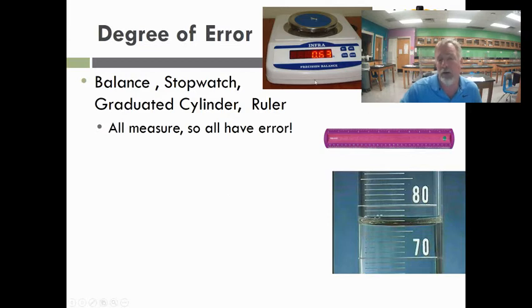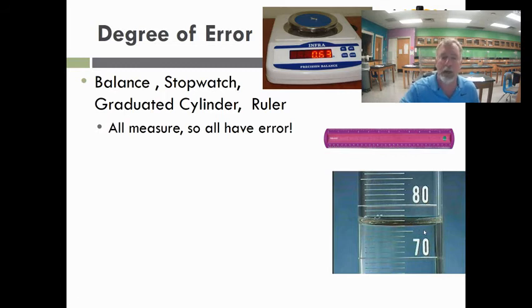But each one of these has error because it's measuring, right? If we look at our balance here, they can go to 0.01 grams. They can't read to 0.001 grams. They don't have that kind of precision. The stopwatch you see here, this is 12.60 seconds. So it can measure to a 100th of a second, but it can't measure to the 1000th of a second. Similar with our ruler. Our rulers are going to typically measure to a millimeter. Our graduated cylinders are typically going to measure to a milliliter or a tenth of a milliliter, depending which one you use. So all of them have a certain amount of precision, and because they only have a certain amount of precision, they have a certain degree of error.